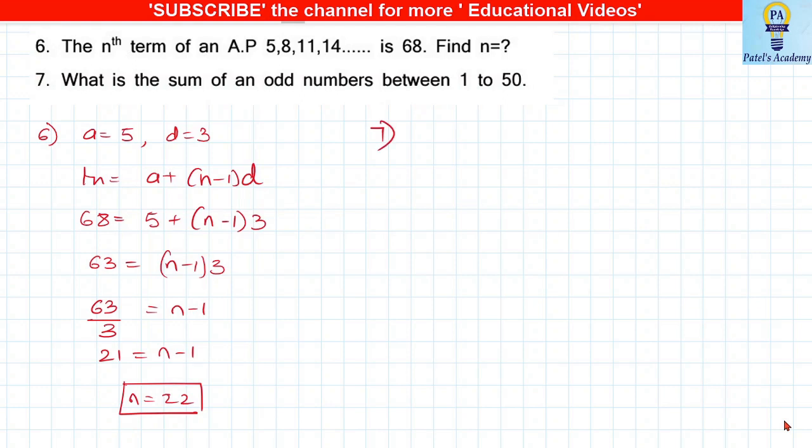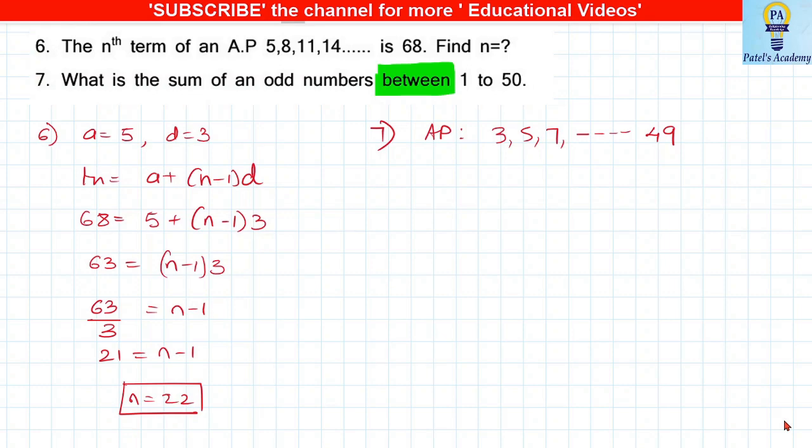The next is find the sum of all odd numbers between 1 to 50. Remember this word, students, between. Between means what? You cannot take 1, you cannot take 50. Okay, now since it is an odd number, 50 will not come, but don't take 1. We want between. So the required AP is 3, 5, 7 up to 49. Okay, you have to find the sum.